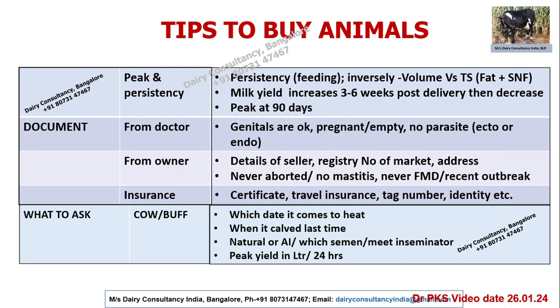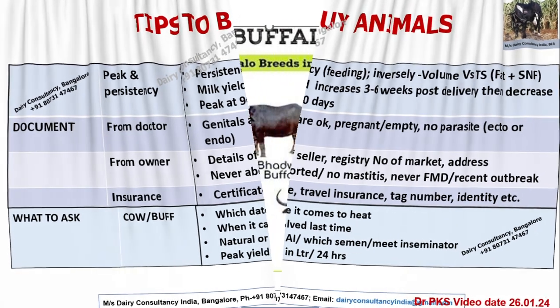he will give the right information about the animal carrying the baby inside if it is pregnant. Or if it is empty, then the local inseminator will know whether it is a repeat breeder. He has done AI several times, but the animal is not getting pregnant. So that repeat breeder animal need not be purchased and should be culled, right?